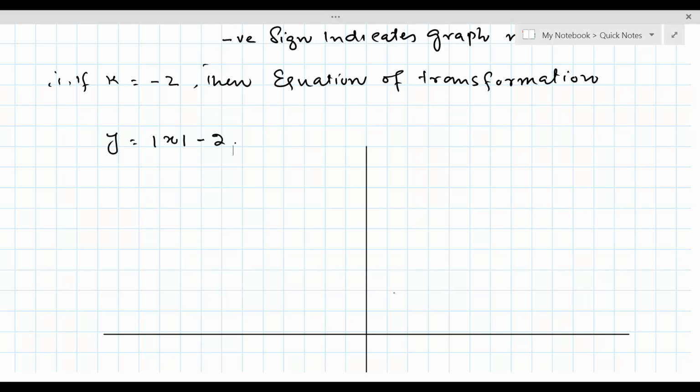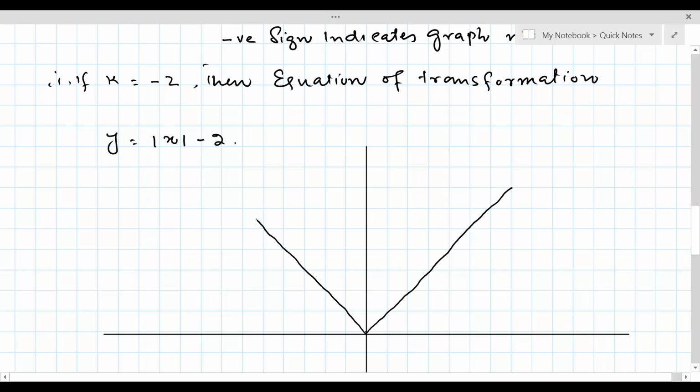So let's first draw the base graph. The base graph, we know that the vertex is at the origin and it is V-shaped, so we can certainly draw this graph. We have done it many times before. So there is the graph. This is y is equal to mod of x. That is the base graph. It's also one of the toolkit function graphs as well.